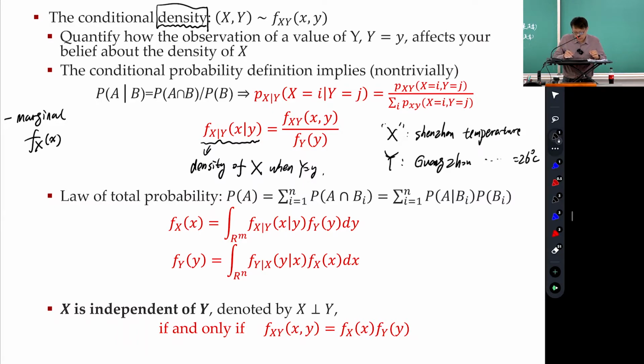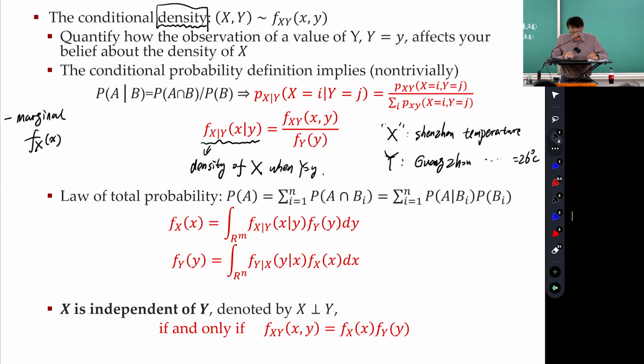Okay, this density is divided by this. Why do we have this formula? I don't want to derive it. You can think of it as following from conditional probability. What is conditional probability? The probability of an event A, conditional on B having occurred, is A and B jointly occurring divided by the probability of B. Okay, because B is the whole sampling space now, all right? This is like, Guangzhou is Y, that occurred. Okay, it's 26 degrees.